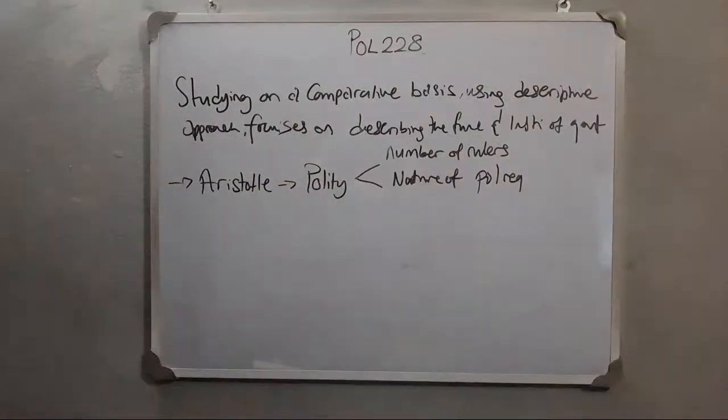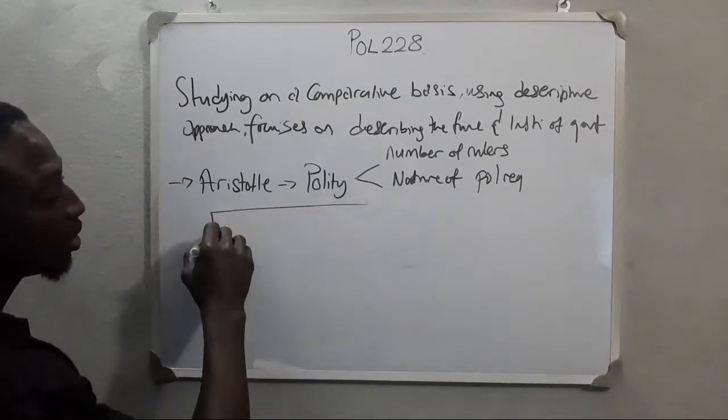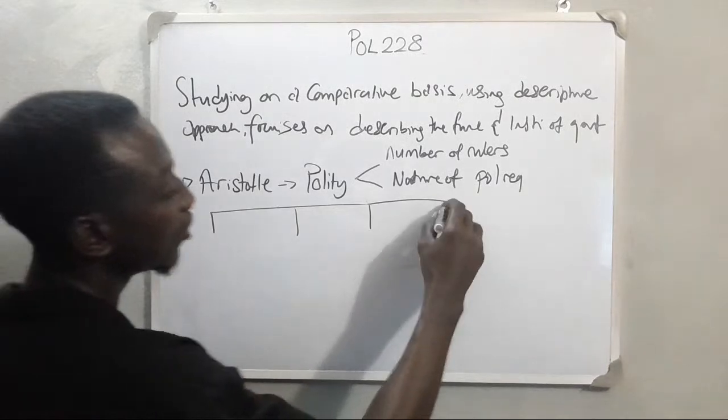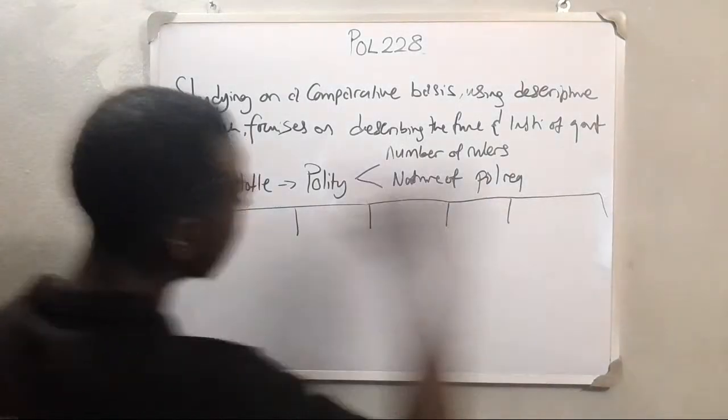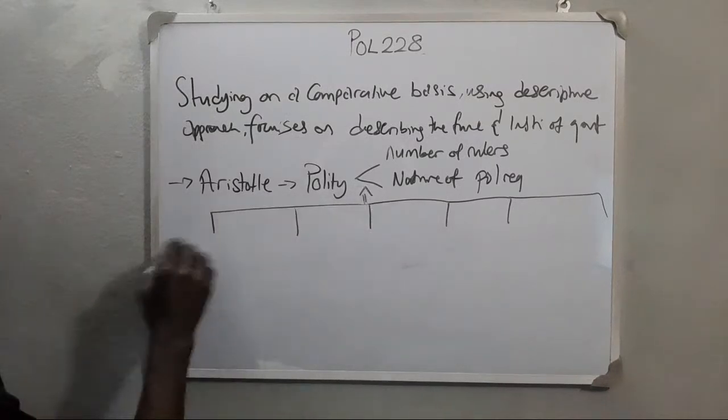Is it good or corrupt? Thus, it distinguished six different kinds of constitutions. According to him, it distinguished six: one, two, three, four, five, six.